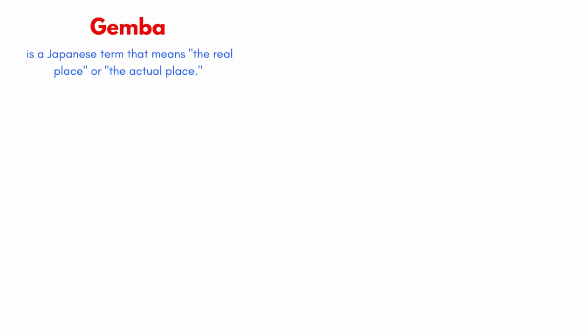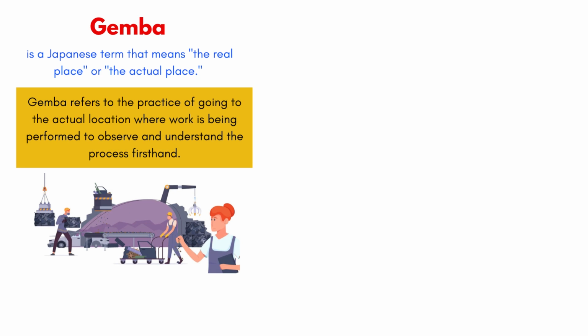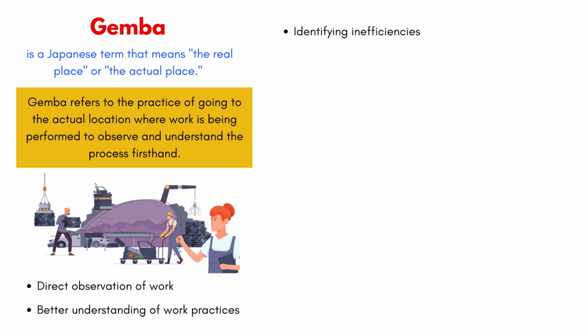Gemba is a Japanese term that means the real place or the actual place. In the context of process improvement and lean manufacturing, Gemba refers to the practice of going to the actual location where work is being performed to observe and understand the process firsthand. It involves direct observation of work in its natural environment, allowing for a better understanding of work practices, identifying inefficiencies, and finding opportunities for improvement.